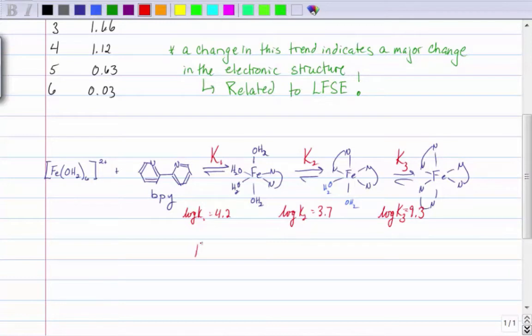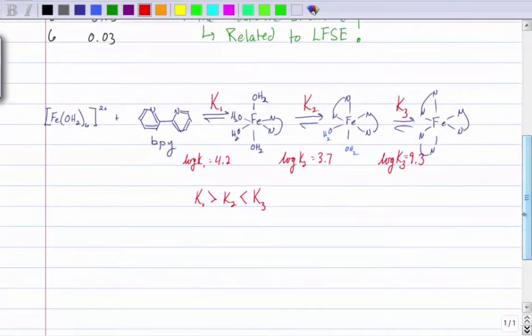So here we have a trend where K1 is greater than K2, but both of those are less than K3. So you can read this type of trend as a change in the electronic structure. Now, why would the electronic structure have changed? Think about the nature of the ligands. And if we're talking about ligand field stabilization energy, we are talking about maybe how putting... Yeah, no, you're right. Go ahead. It's a stronger field ligand.